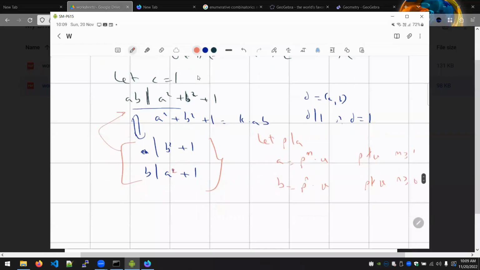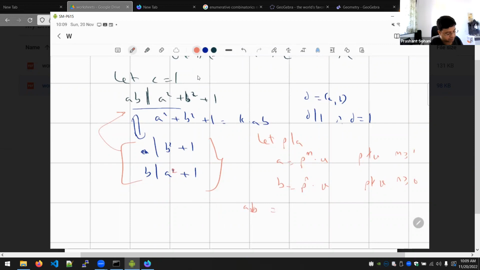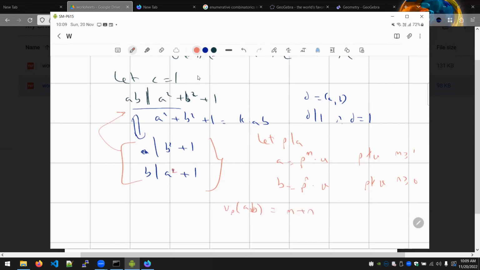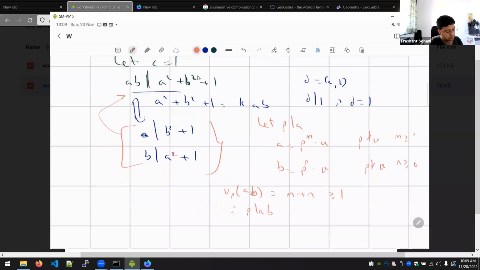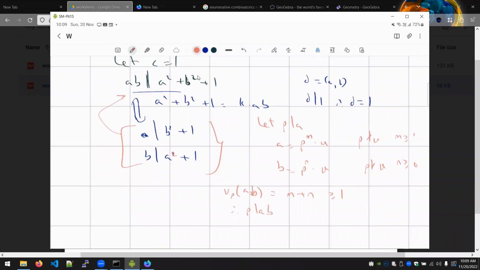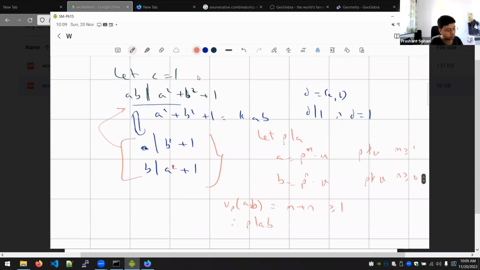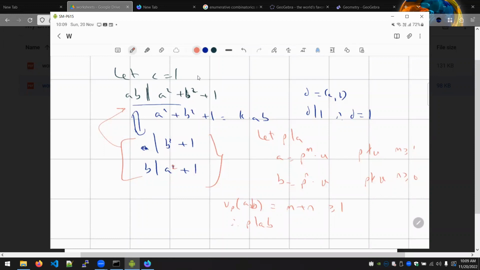So the p-adic valuation of ab is m plus n, which is greater than or equal to 1, so p divides ab. Yes, correct. Oh, if n is equal to 0, then it can take place. Exactly, and in fact that's what we are claiming, a and b being co-prime. So if p divides a, then p cannot divide b. Because if there exists such a prime, then we will get that p does not divide a square plus b square plus 1. Right, correct.